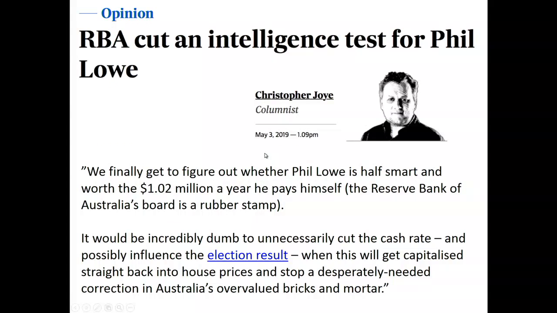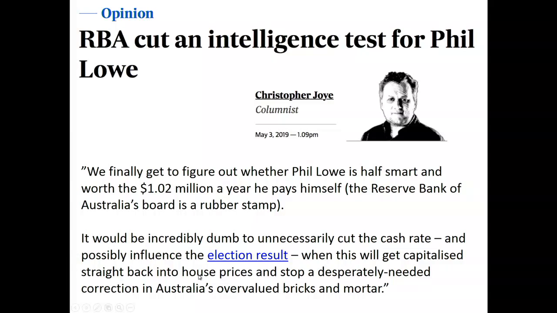So this explains this comment by Christopher Joy from the Financial Review, who doesn't lack any self-confidence. So he says, whether or not the bank will cut its interest rates tomorrow will be an intelligence test for Philip Lowe, the Reserve Bank governor. We'll figure out whether Philip Lowe is half smart and worth the 1.02 million he pays himself. Because it would be incredibly dumb to unnecessarily cut the cash rate and influence the election result when this will get capitalized straight back into house prices.